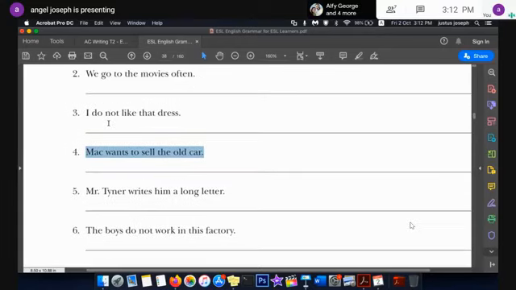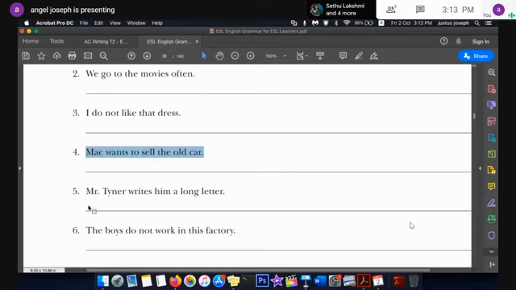So instead of he, can we put Mac now? We can say Mac. You cannot just say he, right? You have to change that into Mac. Mac does want to sell the old car. Now put does not. Can we put does not? We have to change it, right? The exercise was about changing it. So Mac does not want to sell the old car.